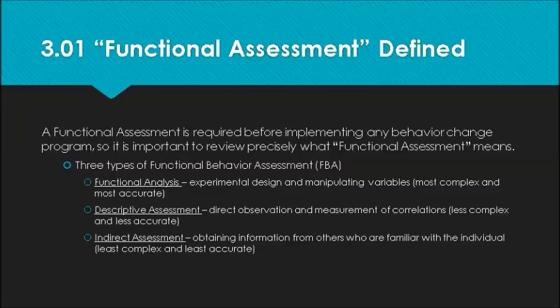And then our least complex and least accurate is the indirect assessment. So that is obtaining information from others who are familiar with that individual. So those are, when you sit down and do the FAST, the functional analysis screening tool, or the QABF, the questions about behavioral function, and you really just sit down and ask lots of semi-structured interview questions to try to get at the function.